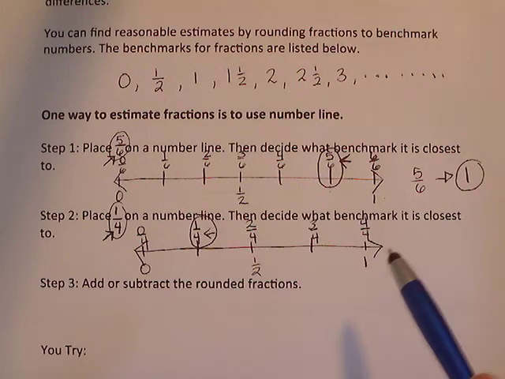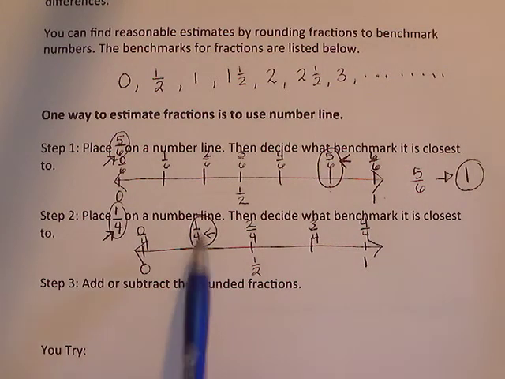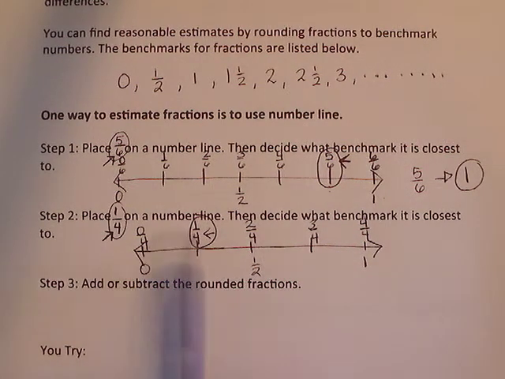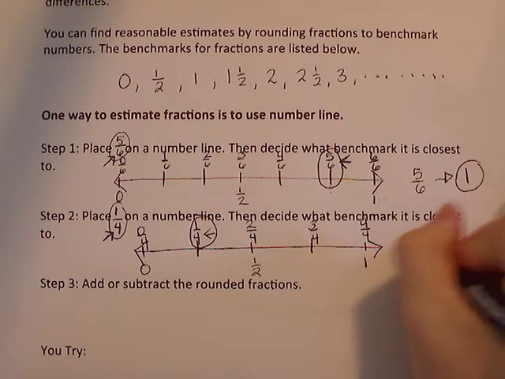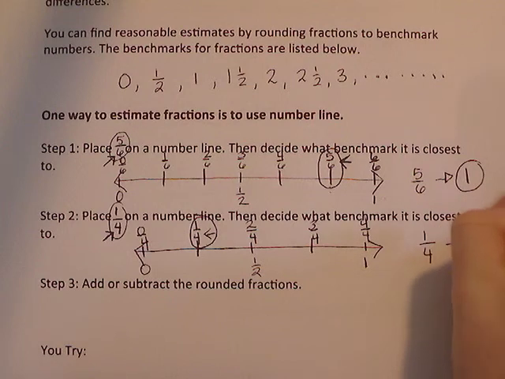Well, this is an instance that you sometimes will have. So 1/4 is 1 jump away from 0 and 1 jump away from 1/2. So in this case, you could go either way. I'm going to go with 1/2. So I'm going to round 1/4 to 1/2.